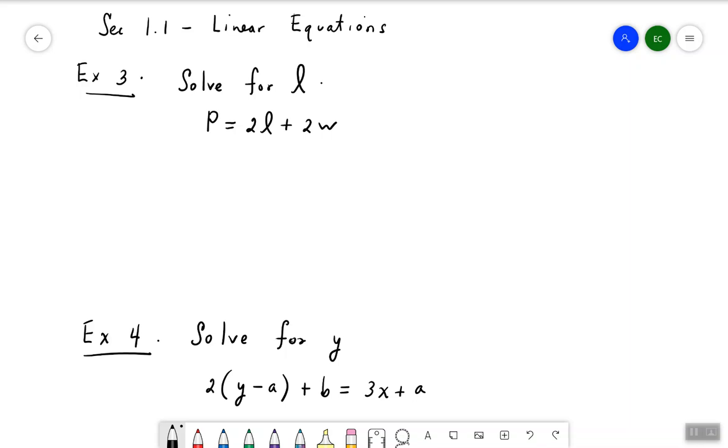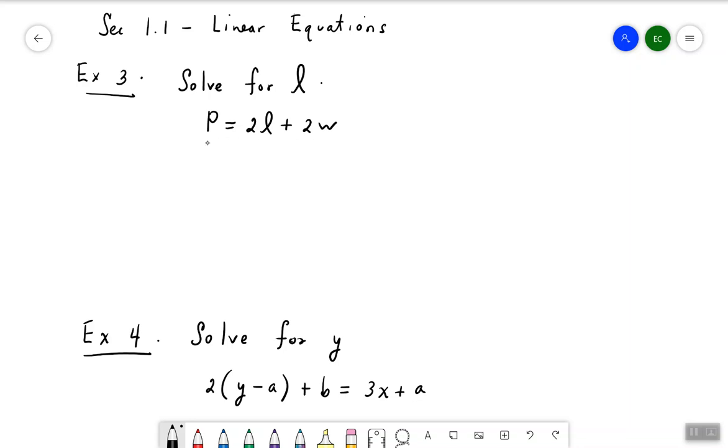Okay, this will be the last video for section 1.1. There are a couple more equations I'd like to look at with you. In example 3, we have the equation P equals 2L plus 2W.